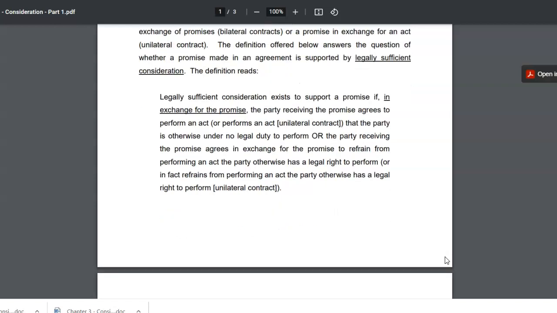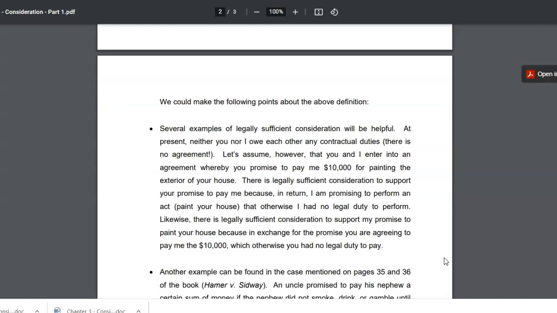Let's take this apart a little bit. An example I use just to show the existence of the first part of the definition: you and I enter into a contract and you're going to promise to pay me $10,000 for painting the exterior of your house. Well, there's legally sufficient consideration to support your promise to pay me, because in exchange for your promise, I am promising to perform an act, paint your house, that otherwise I had no legal duty to perform. In the same vein, there's legally sufficient consideration to support my promise to paint your house, because in exchange for my promise, you are agreeing to pay me $10,000, which otherwise you had no legal duty to pay.